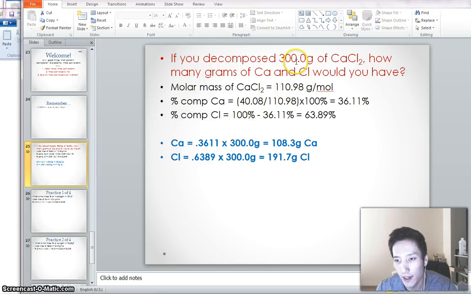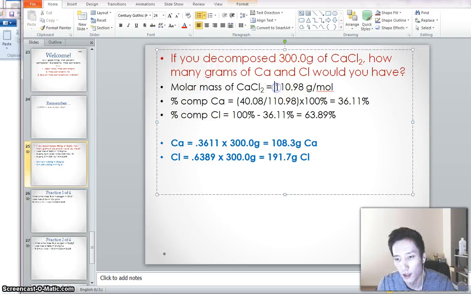And what we did today in class was a slightly different problem where now I'm telling you that I have a certain amount of this compound, so 300.0 grams of calcium chloride. So if I just had a tub of calcium chloride, I would just scoop up 300.0 grams. How many grams of calcium and chlorine would you have? So now I'm not asking for percentages. I'm actually asking for the actual physical gram value, the mass of each individual element in calcium chloride. So first of all, we need to figure out what the percentages are of calcium and chlorine individually in order for us to determine how much the actual gram value is.